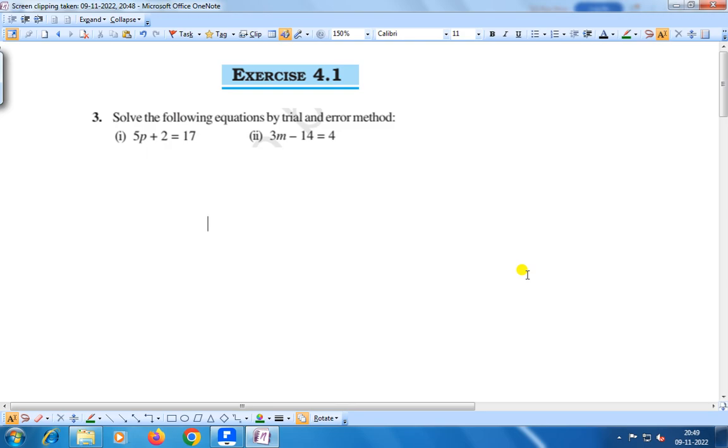Hello everyone. Today I'll discuss exercise 4.1 question number 3. Solve the following equations by trial and error method. Let us solve this question number 3.